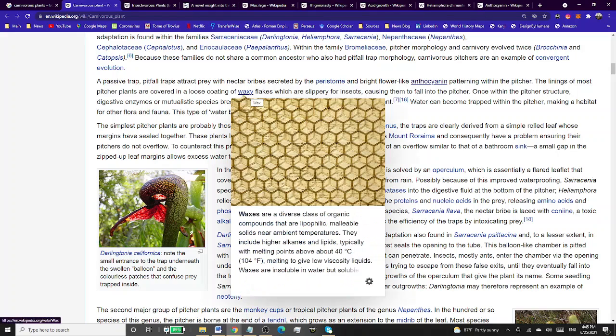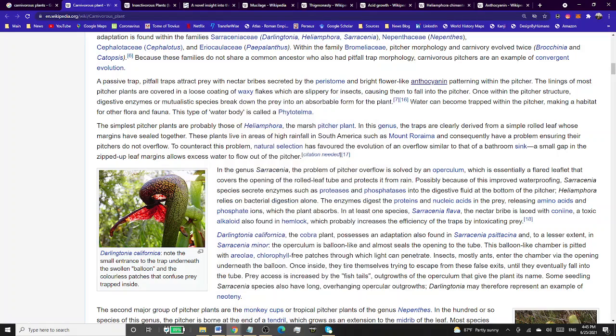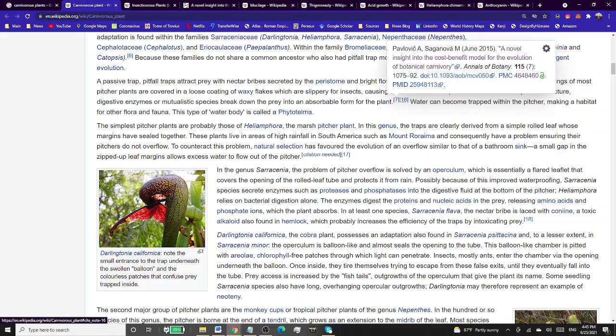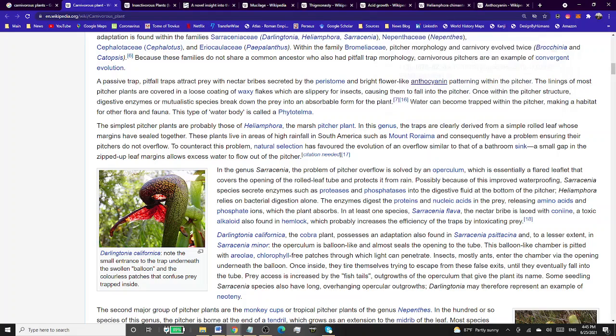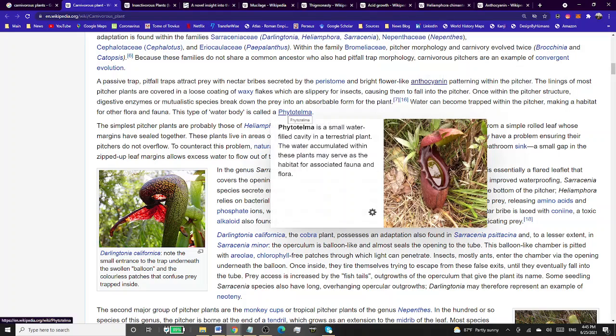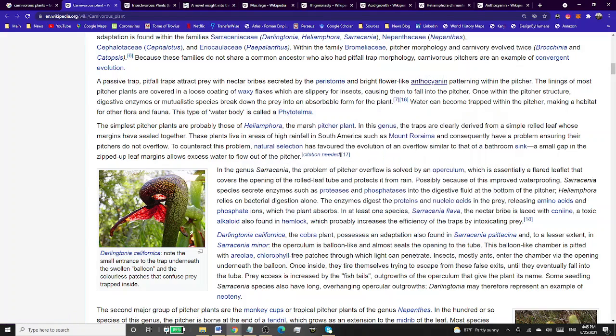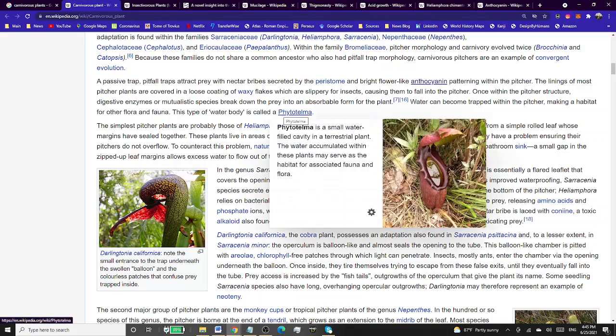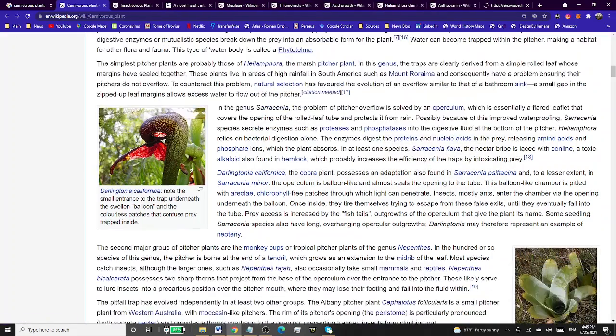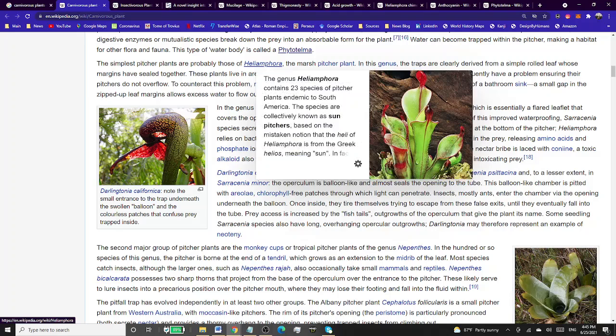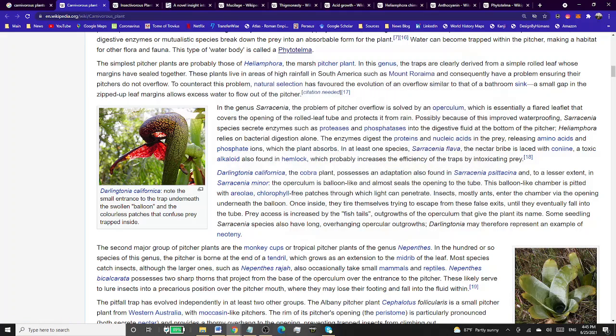Covered in, yeah, there we go, waxy flakes, which are very slippery, and then they fall in. Once inside, they are digested with enzymes, or mutualistic species will break them down. Very nice. So they have friends that rip them apart. Oh my god. Water can be trapped, which makes a habitat for other animals and plants. Okay, that's very interesting. Like the Heliamphora, which is one of the most popular ones.